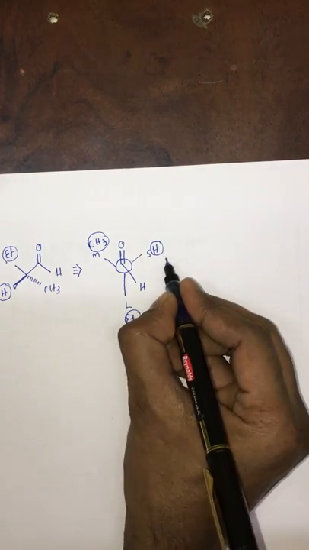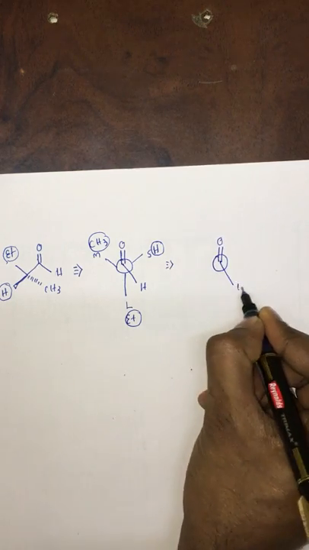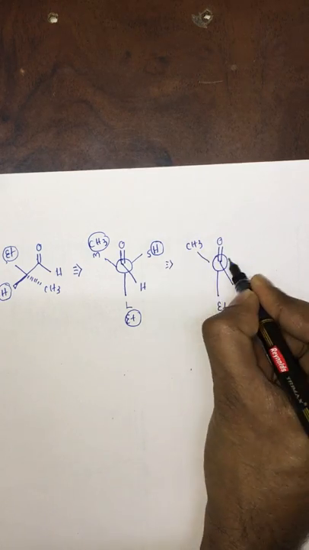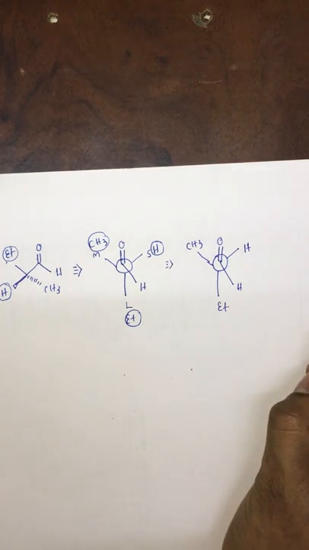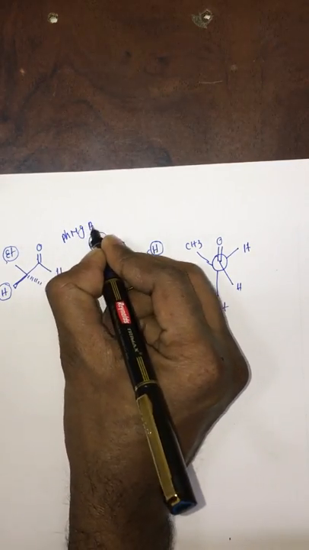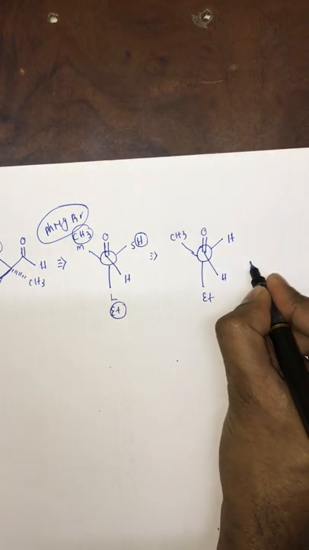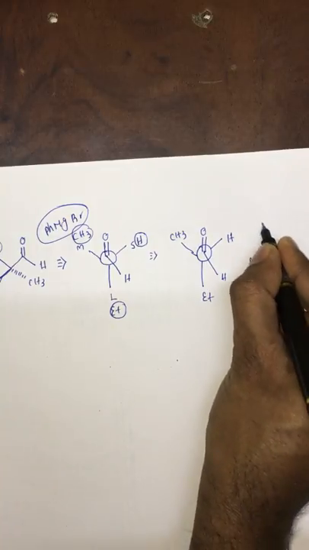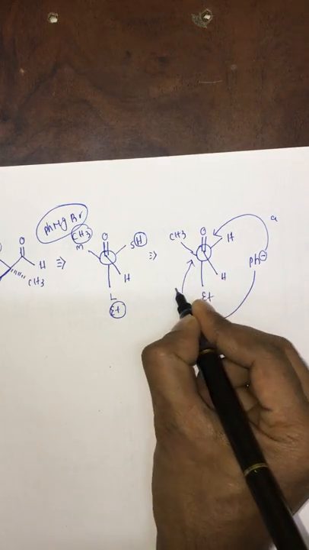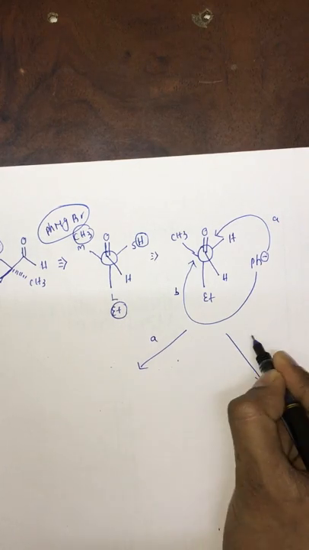Again I will write here hydrogen, here ethyl group, methyl group, and hydrogen here. And here we are treating with PhMgBr. Now PhMgBr can approach in two ways. This is one way, imagine this is A, and this is the other way, this is B. This is the A path and this is the B path.